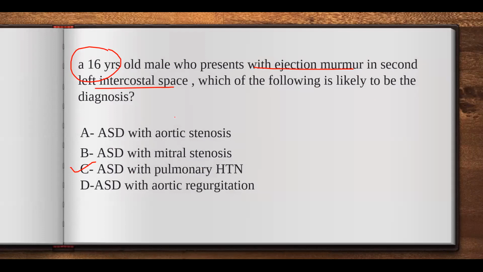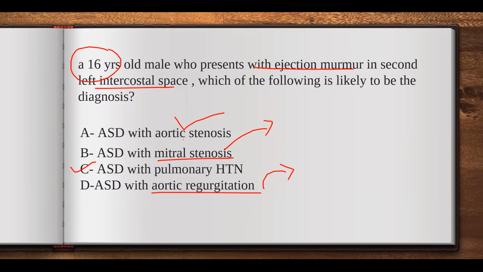Why it's not anything else? Because aortic stenosis will give you one type of murmur. Mitral stenosis would give you another murmur. Aortic regurgitation would give you another murmur. So these sort of things should be there. So if someone is having ASD with another valvular defect, at least you should get two types of murmur. Okay, but in here only an ejection systolic murmur you can get.